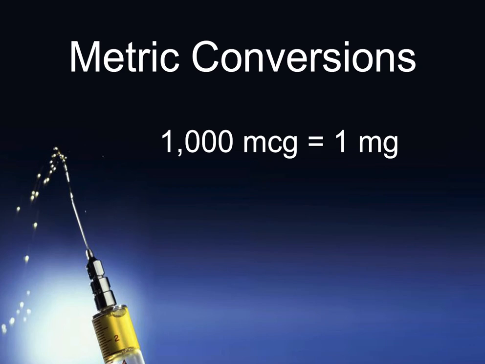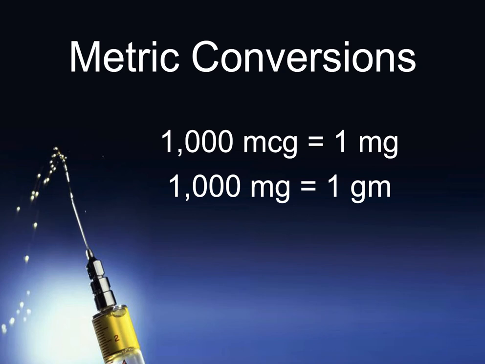Remember that with metric conversions, it's really, really simple. If I want to convert milligrams to micrograms, I simply add 3 zeros. There's 1,000 micrograms in a milligram. If I want to convert grams to milligrams, each gram is 1,000 milligrams.